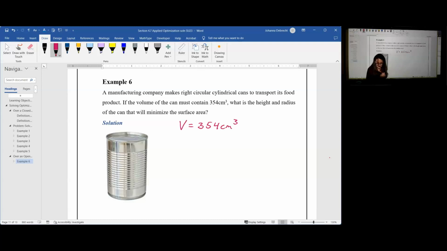What is the height and radius of the can? Oh, okay. Height of the can and radius of the can. Okay, I should label that. Here's the radius, and the height is going to be here.